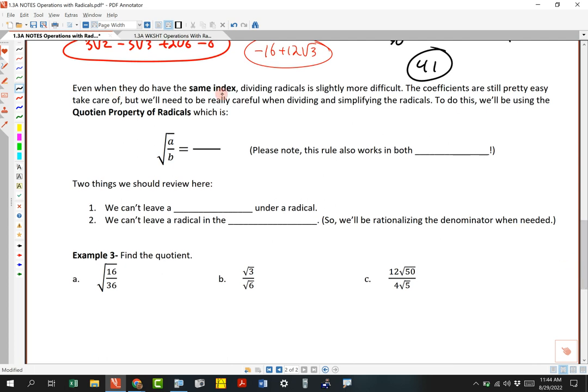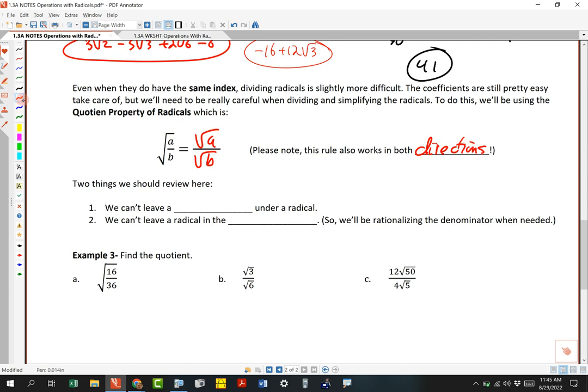Okay. Even if they do have the same radicand, if we're dividing radicals, it can still be a little bit more difficult than either combining or multiplying. The coefficient part is still pretty easy to take care of. We kind of do that like we do fractions, but we do have to be careful when we're doing this and simplifying. We're going to use the quotient property of radicals. So here's the deal with that. If you have the radical of a quotient, or in other words, we've got a fraction underneath the radical, you can find the radical of the top and put it over the radical of the bottom. And again, just to emphasize this, these are not the only ones that work in both directions. Tons of mathematical properties like this do, so don't forget you can go both ways on this.